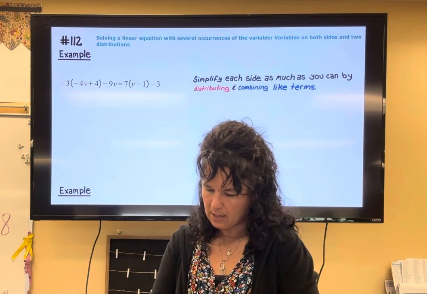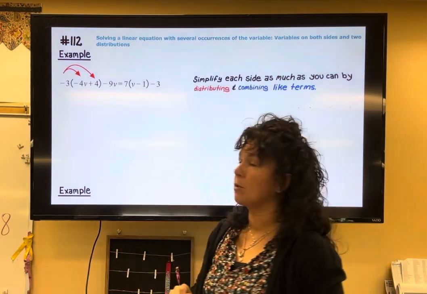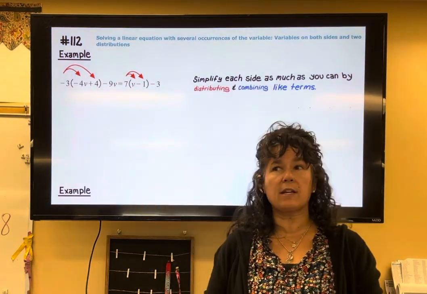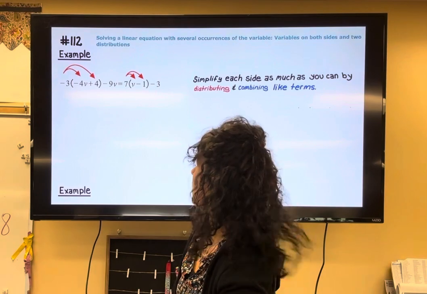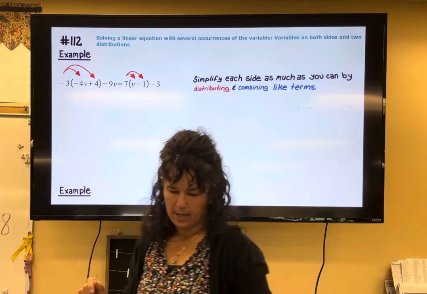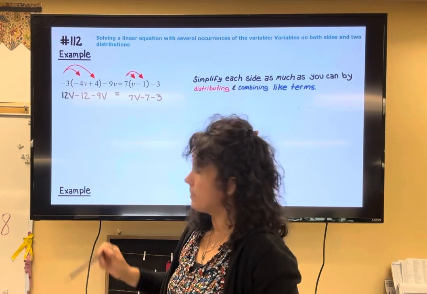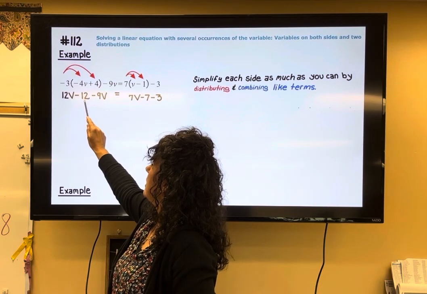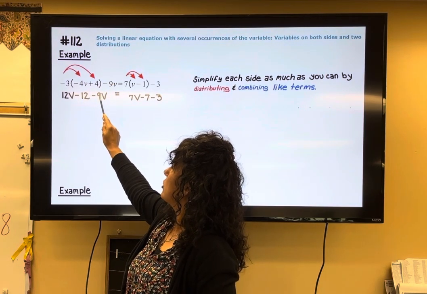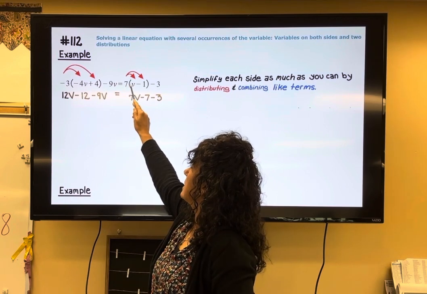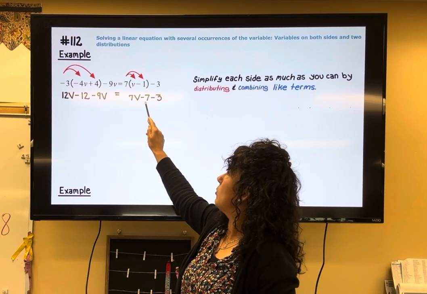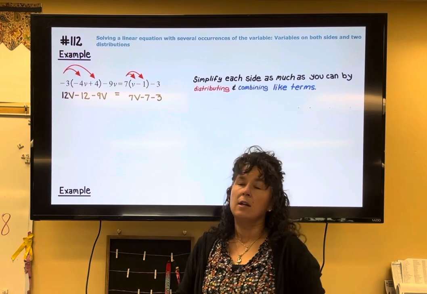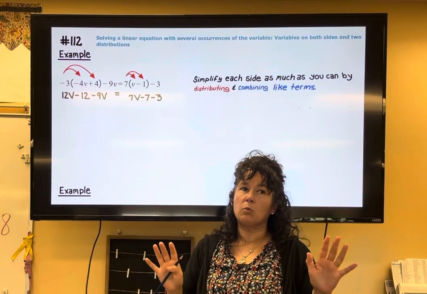So if I distribute the -3 through on the left-hand side, I'm going to eventually distribute the 7 through on the right side. So doing that multiplication, -3 multiplied by -4 is going to be positive 12v. -3 times positive 4 is -12, and then that minus 9v just comes down. And then on the right side, 7 times v is 7v, 7 times -1 is -7. That -3 is not in parentheses, so that just comes down. Again, we're not moving anything side to side yet, we're just simplifying.